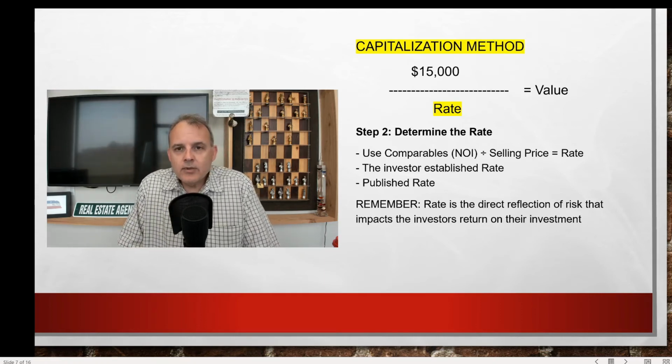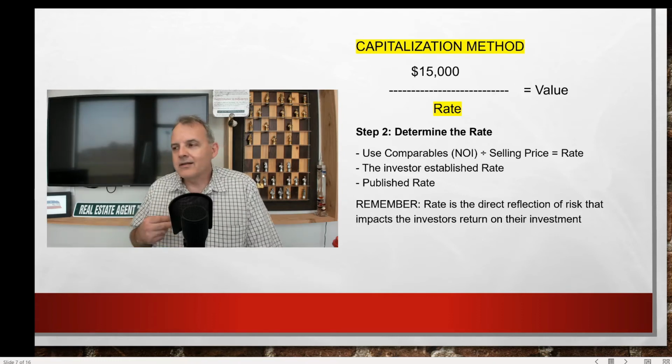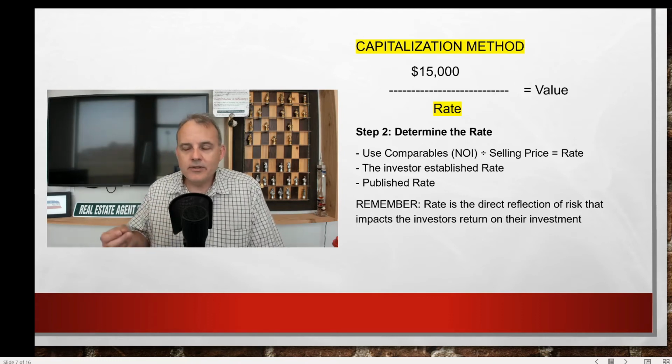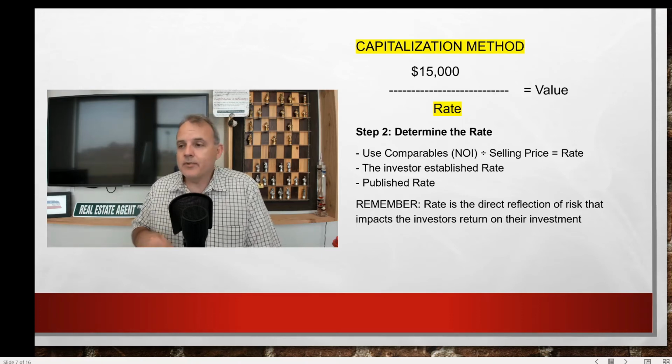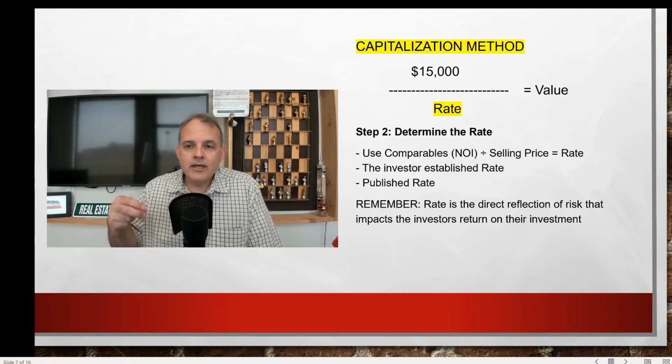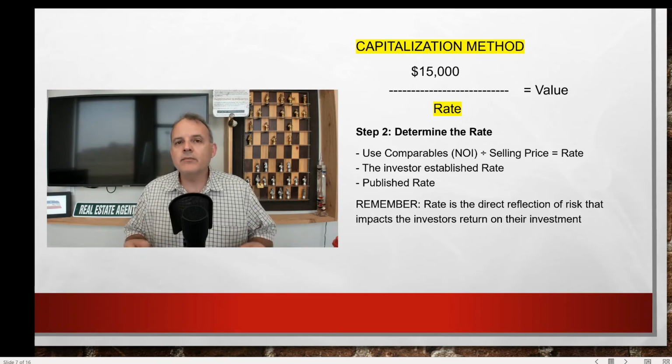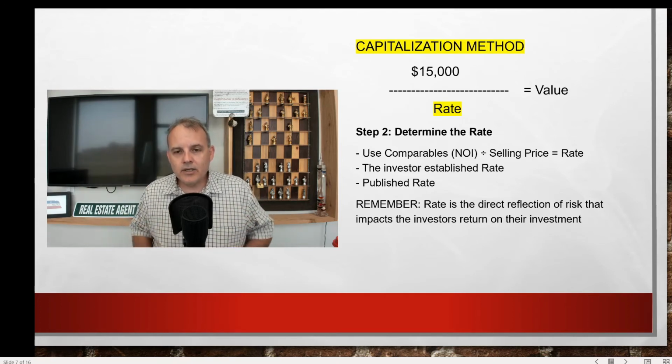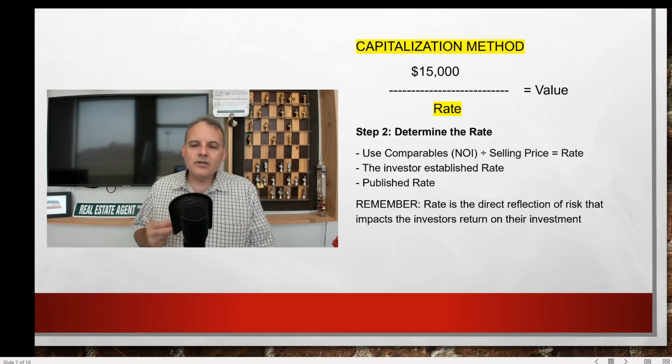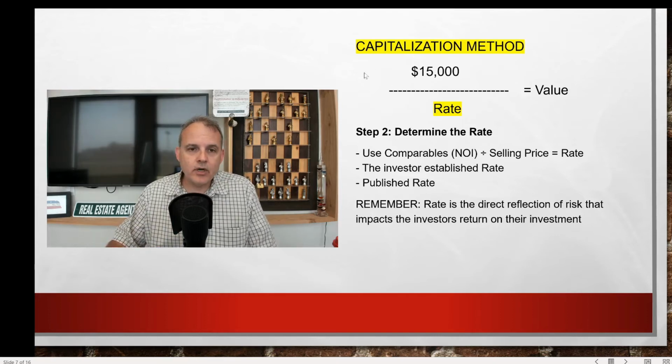Now, I know the question is going to be, well, how do I know which to use? And the answer is you won't, and you won't need to. The question is going to give you all the information on your exam that you're going to need to calculate the problem. In fact, typically they'll just say, hey, the capitalization rate is this, and the net operating income is this. So they're going to give you all the information that you're going to need to make the calculation, right? But remember, the rate is a direct reflection of the risk to the investor, and that certainly does impact the investor's return on their investment.